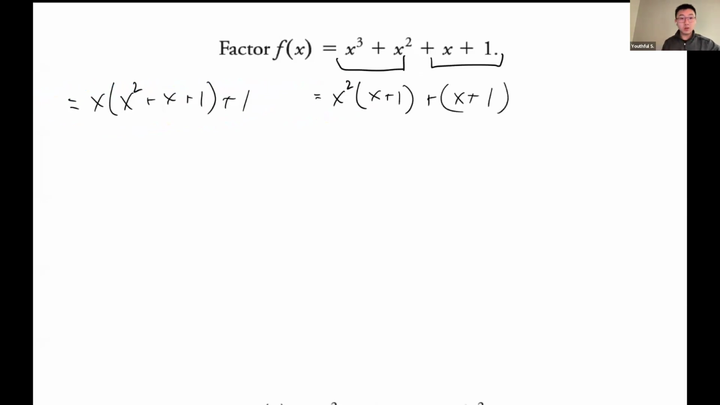We can't really factor anything more here, but we do see that we have matching x plus 1 factors in the two terms, which means we can factor it out. So we can factor out the x plus 1 and get x squared plus 1, because you could think of the coefficient here as not just a coefficient, but as being multiplied by 1.